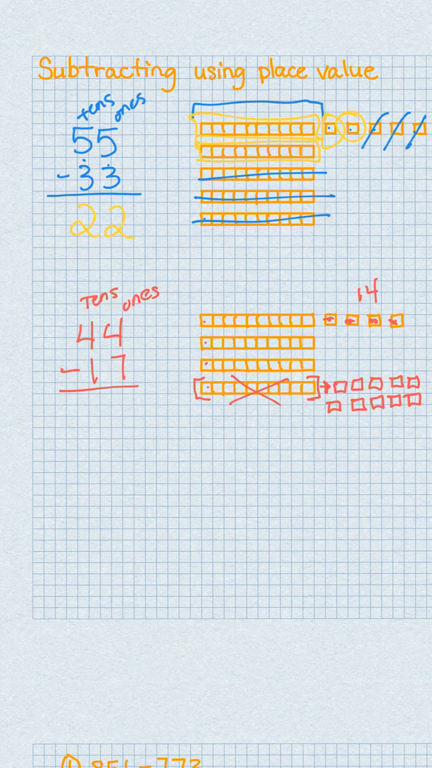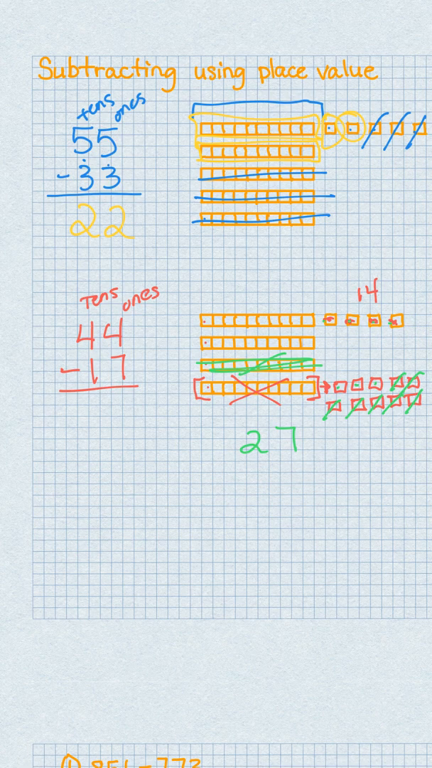So now we can take 17 away. So we're going to take away 7 ones: 1, 2, 3, 4, 5, 6, 7. And we're going to take away 1 group of 10. So we're left with 2 groups of 10 and 1, 2, 3, 4, 5, 6, 7 ones.